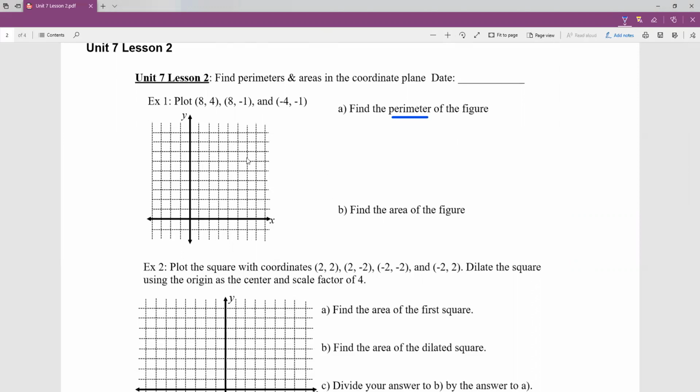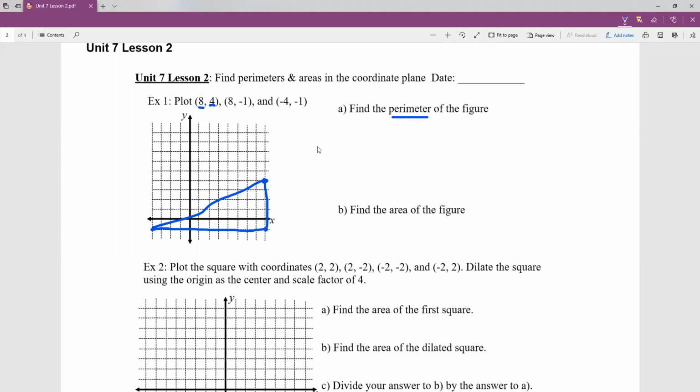The first thing we got to do is plot these points. Remember, the first number corresponds to the x, the second number corresponds to the y. Let's plot these points and get this taken care of. So count over 1, 2, 3, 4, 5, 6, 7, 8, and up 4. 1, 2, 3, 4. Plot that first point right there. 8, -1. Plot that point right there. And then -4, -1. 1, 2, 3, 4. Down 1 right there. Cool. So we will have this kind of triangle shape right here. Ooh, that's not a pretty triangle, but all right. So we got a triangle shape there.